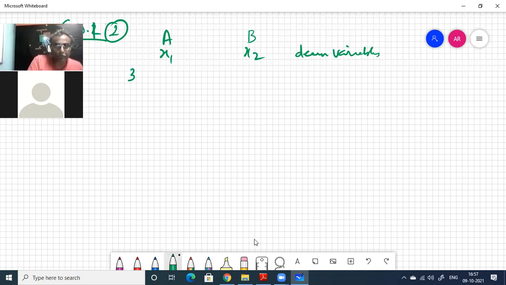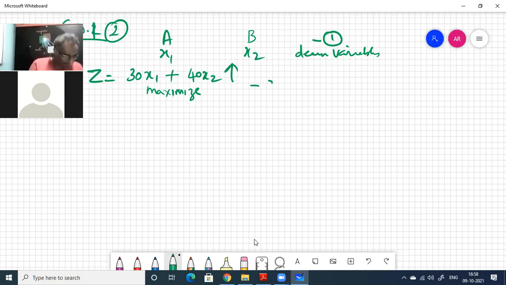So the total profit on selling A will be x1 units of A, each at 30 rupees profit. Then in the same way, 40 rupees profit on selling x2 units of B. So we want to formulate this problem as a linear programming problem to maximize the profit. So the Z function will be maximizing this. So you found out the Z function, the decision variables x1, x2, and how to maximize.